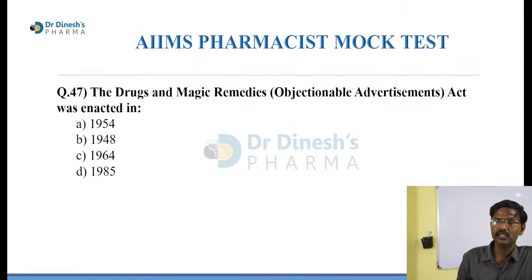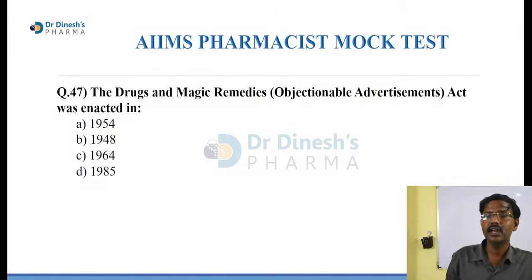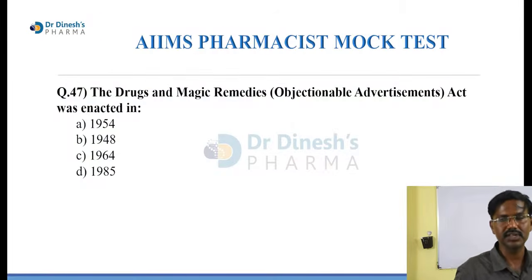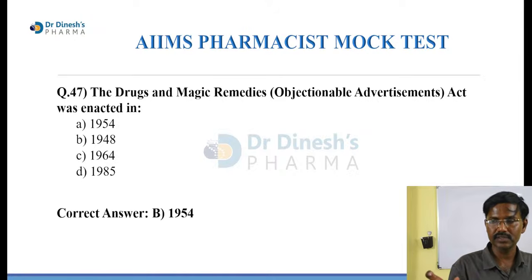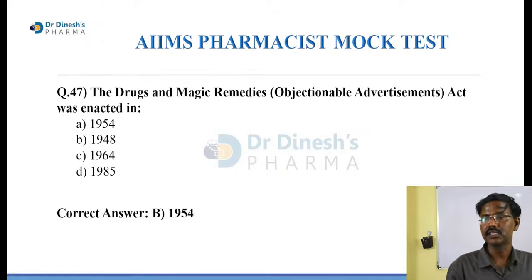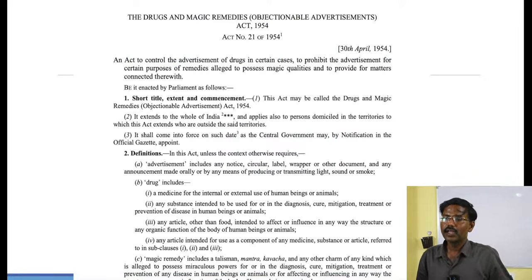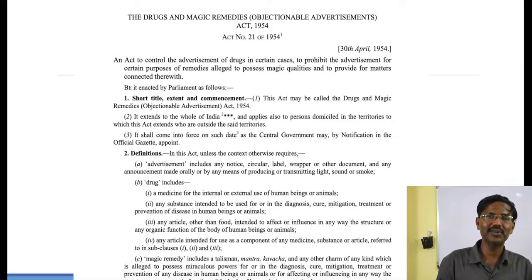Right, next. The Drugs and Magic Remedies Act in 1954, we already discussed, this is very, very important. The next question. So 1954, this is the act, I have taken it completely from the main act. So the Drugs and Magic Remedies Act in 1954, right? So next. Yes, this is a very, very important question.